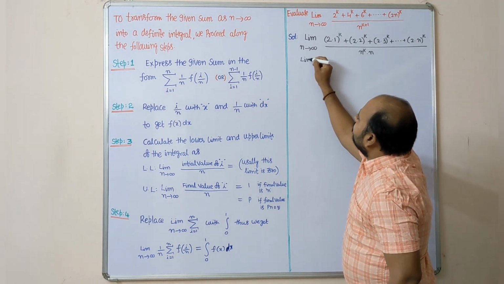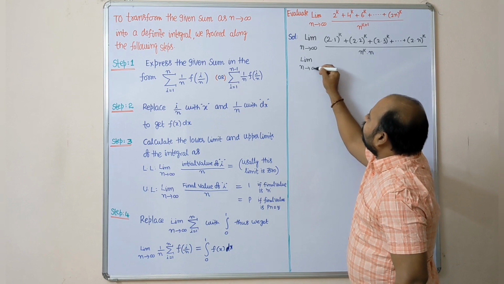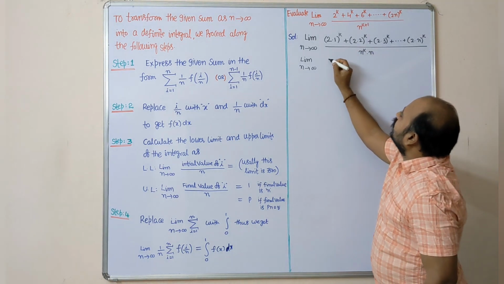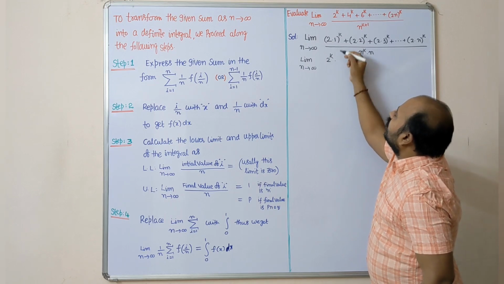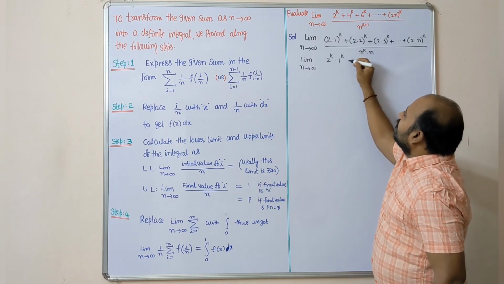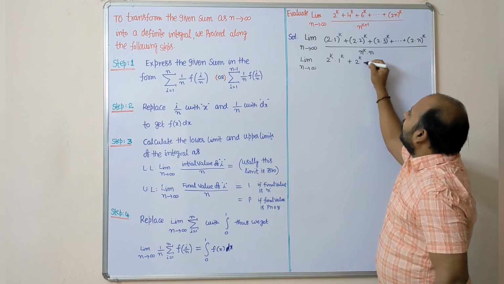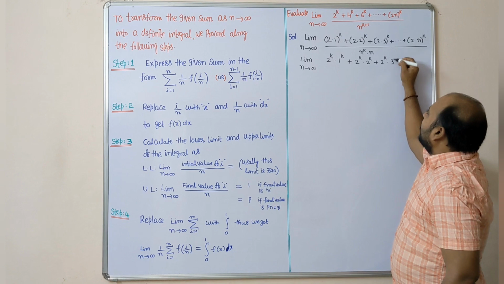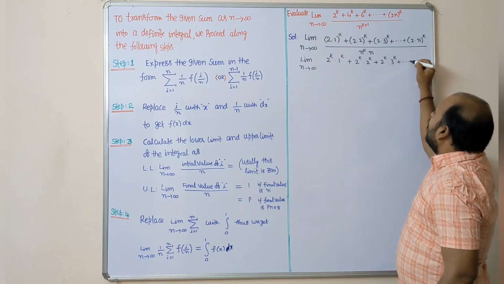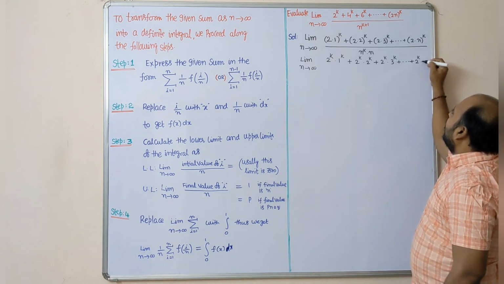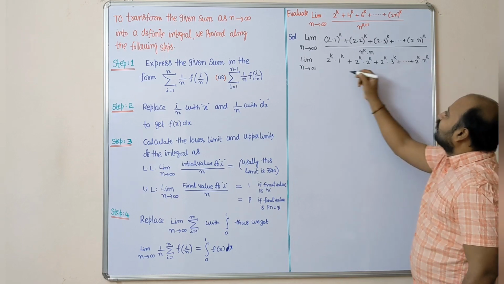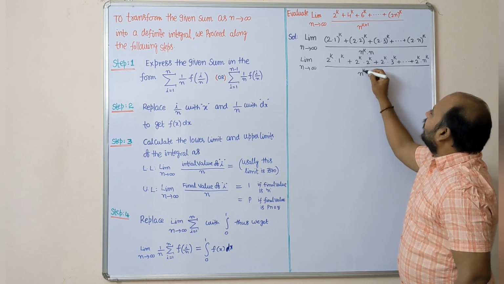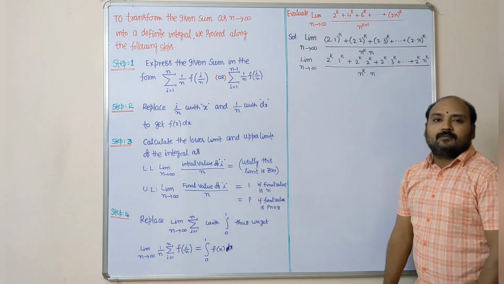Limit n tends to infinity. (ab)^m means a^m into b^m. So 2^k into 1^k plus 2^k into 2^k plus 2^k into 3^k plus and so on, 2^k into n^k, divided by n^k into n.